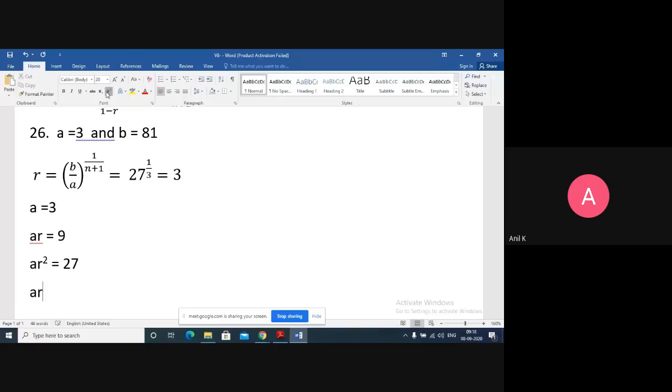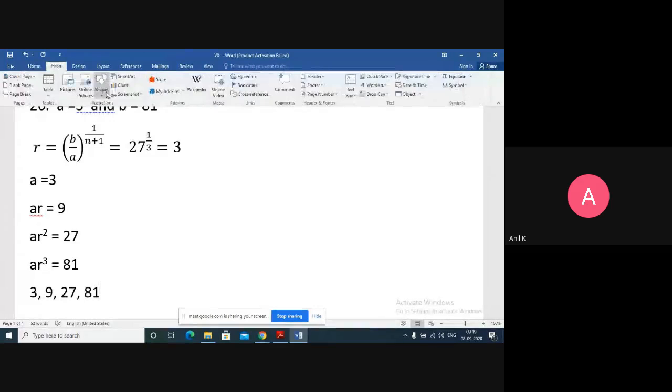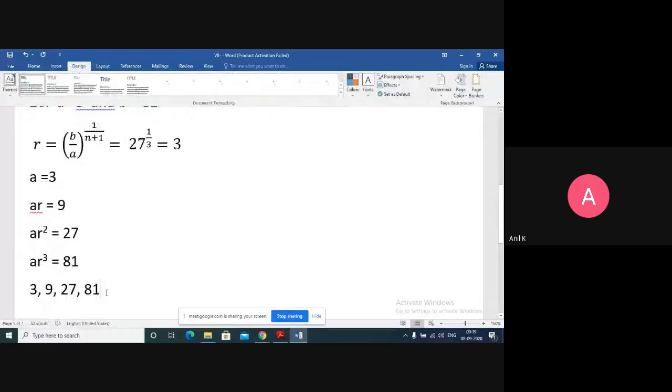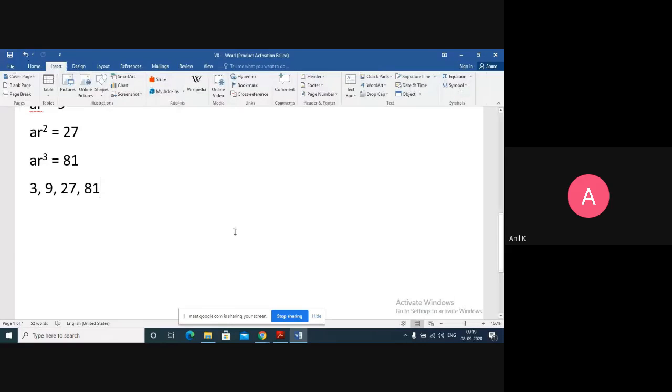AR cube goes to 81. So my required sequence is 3, 9, 27, and 81. Now you can check whether this sequence forms a GP or not. 9 upon 3 is 3, 27 upon 9 is also 3, 81 upon 27 is also 3. So hence it forms a GP. Okay, so that is about question number 26.